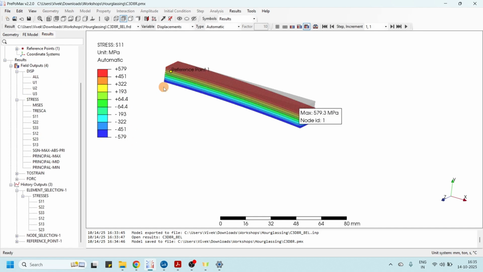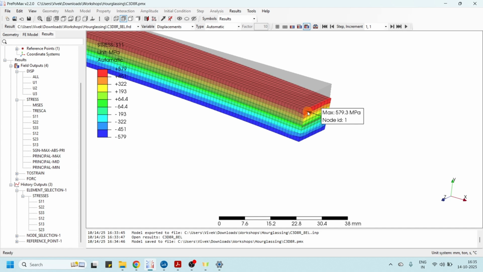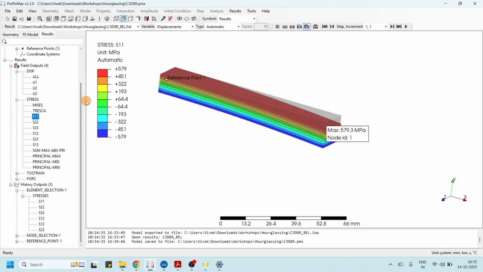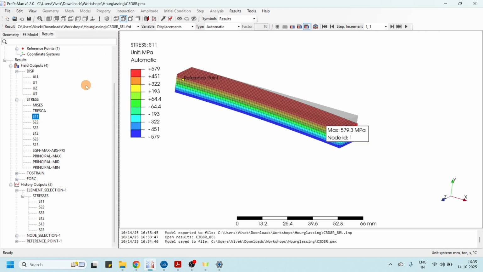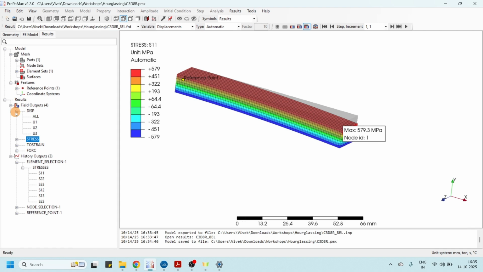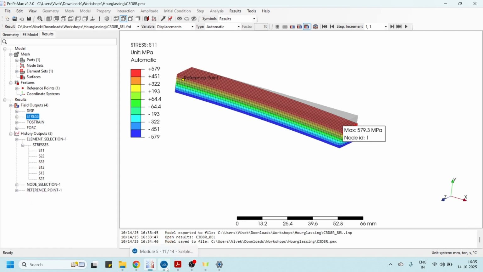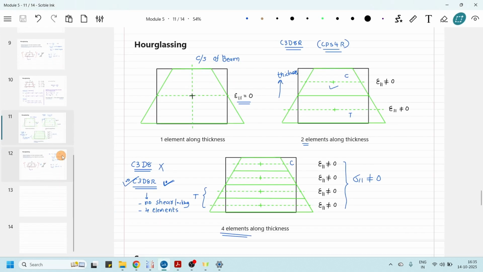And as we know, the theoretical stress of 612 megapascal is on the surface, whereas integration points are below the surface. So we can never get 612 megapascal. The concept of hourglassing is clear, and what we should do to eliminate hourglassing. Now let's come back to these slides.